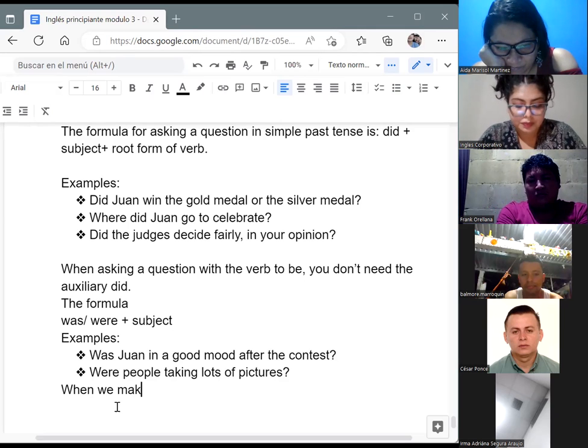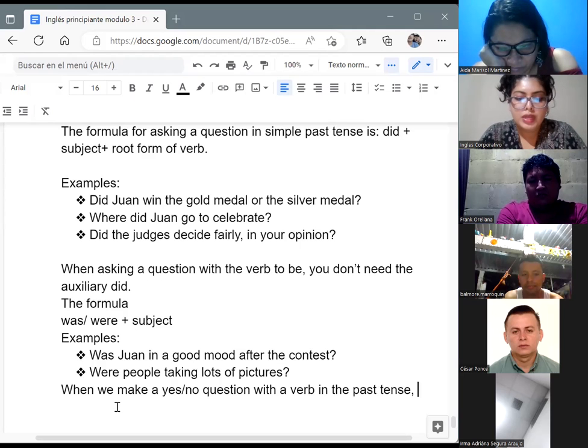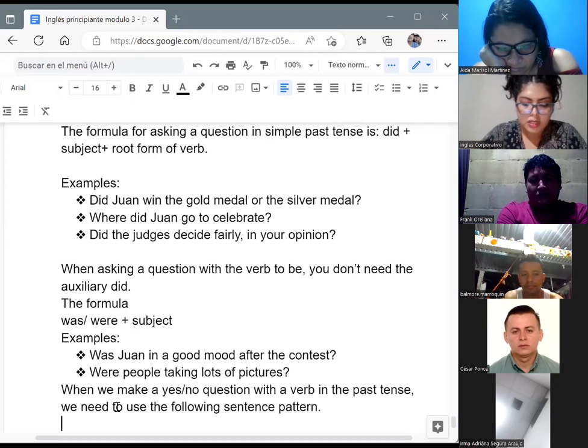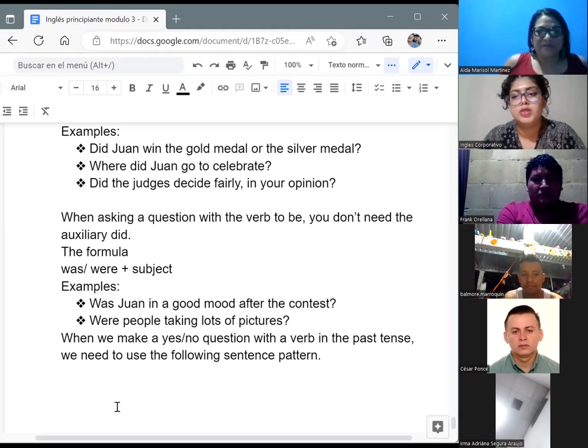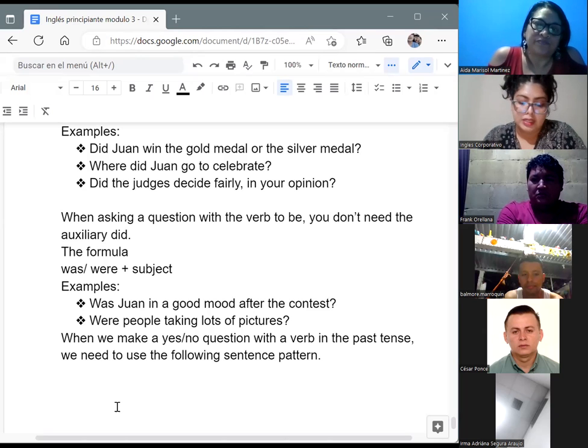So when we make yes-no questions with a verb in the past tense, we need to use the following sentence pattern. So we're going to make a comparison between the present sentence and the past sentence, or the present question and past question. Solo vamos a ver unos ejemplos para hacer una pequeña comparación.